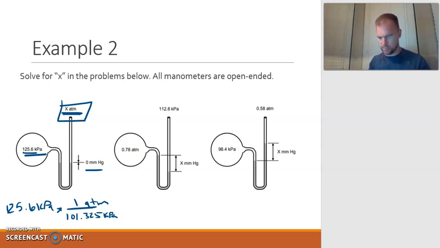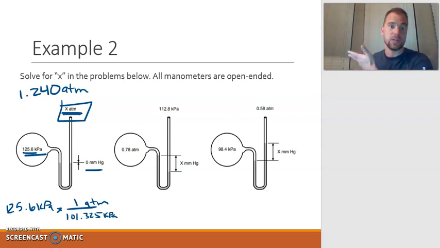So 125.6 divided by 101.325. That gives us an answer for this first one of, with 4 sig figs, 1.240 atm. Sorry, let me write that again. 1.240. There we go, that's a little better. atm. So that would be the pressure in the atmosphere, specifically in units of atmospheres.